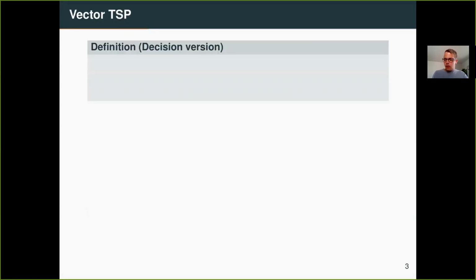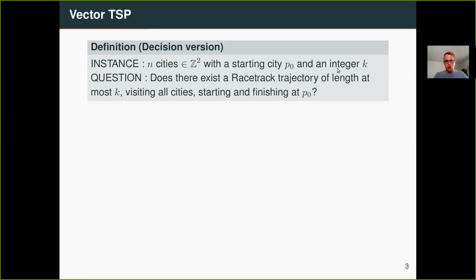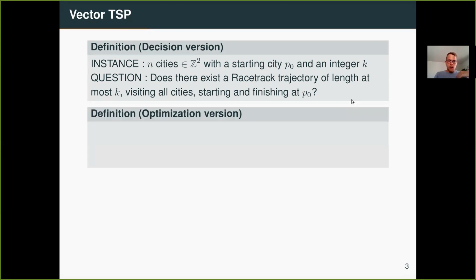So now what happens if you take these racetrack constraints and you put it into a TSP, say in a Euclidean TSP. Given an instance of n cities in the plane with a starting city P0 and an integer k, you might ask the question, does there exist a racetrack trajectory, so a trajectory as I just drew in the plane, in the game, sorry, that respects the racetrack constraints of a length at most k, visiting all cities, starting and finishing at P0. And of course, you can define the optimization version in a similar fashion.